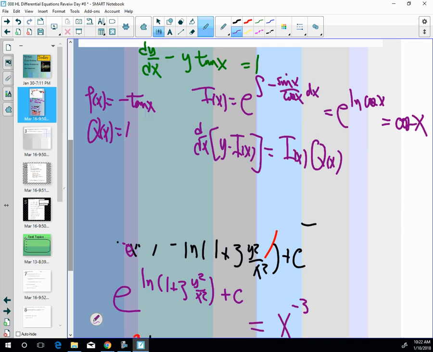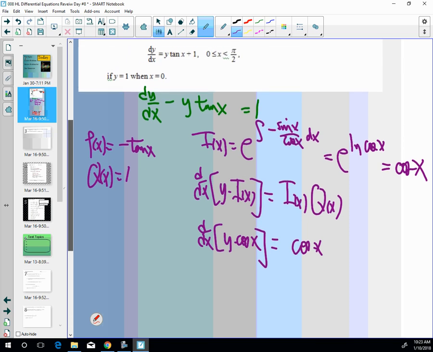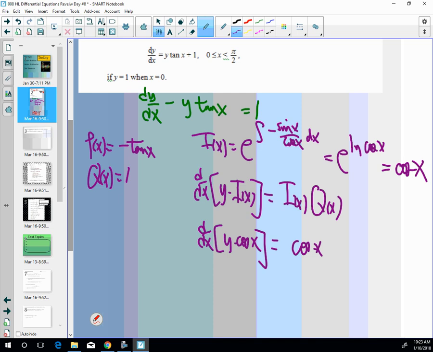Okay, and the derivative of y times cosine x is equal to cosine x times 1. Yes. Because it was negative 2. U is cosine x. What's the derivative of u? Negative sine x dx. You needed the negative to go backward.